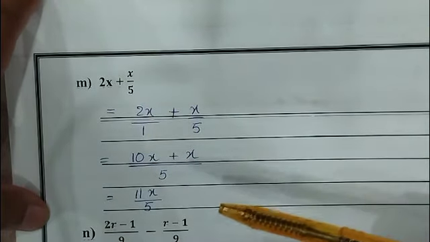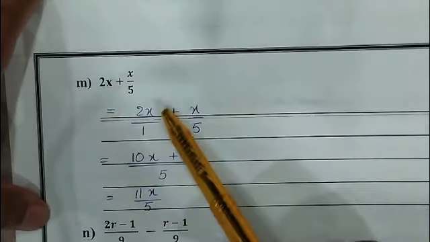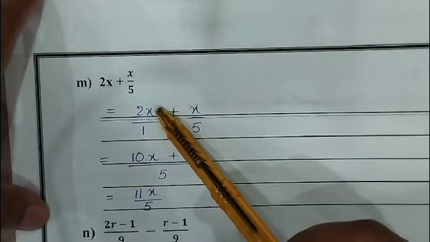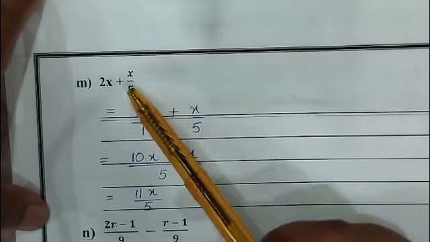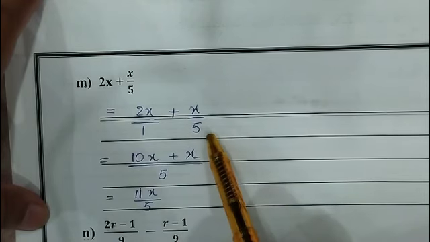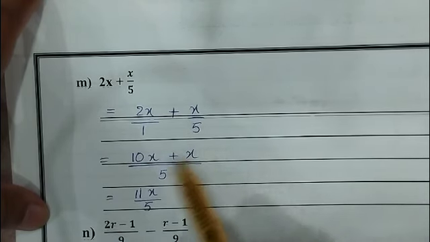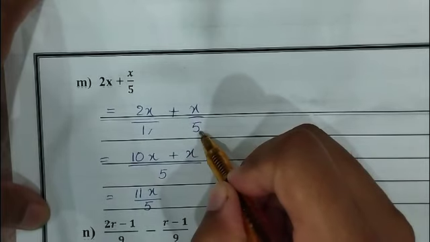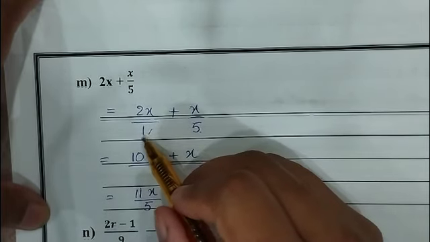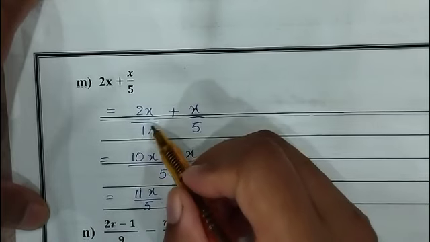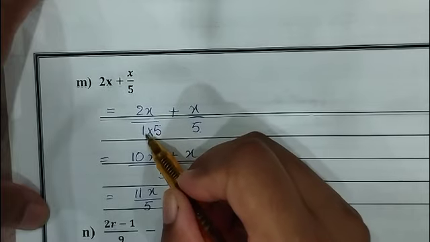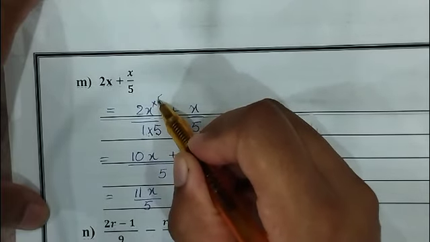What we are going to do, we are going to solve them as fractions. So 2x, when there is no denominator, you are going to write 1 as the denominator. So here I have written 2x by 1 plus x by 5. Now when fractions are added or subtracted, the denominator must be the same. So how are we going to make the denominator the same? This has denominator 5, we can make 1 into 5. To make the denominator 5, we are going to multiply the denominator with 5 as well as the numerator with 5.